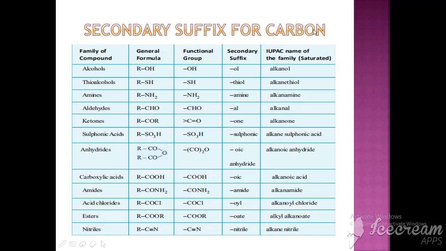Okay. Now we are going to study secondary suffixes for carbon. There are many secondary suffixes for carbon which have been listed in front of you. Some of the basics are alcohol, thioalcohol, amines, aldehyde, ketones, sulfonic acid, anhydride, carboxylic acid, amides, acid chlorides, ether and nitriles. There are many more which we will study in our upcoming lectures. You can see over there the general formula. The OH group here identifies that alcohol is present, SH for thiol, and same for all.